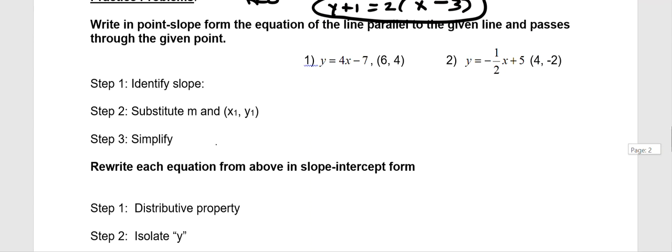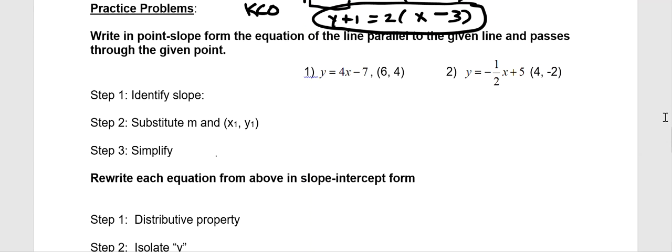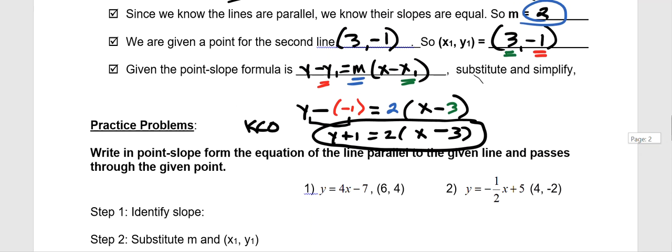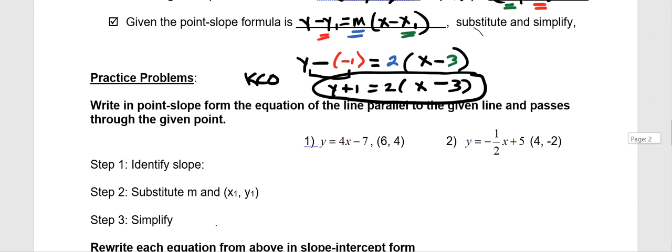All right, so let's quickly get started. We know that we have an equation, y equals 4x minus 7. We have a line that's parallel to that, so we know the slope of the other line is going to be 4 as well. So there's my m. We also know that we have an ordered pair on the line that we're going to write the equation for, and that ordered pair has an x coordinate of 6, so we'll call that x1, and a y coordinate of 4, so we'll call that y1.